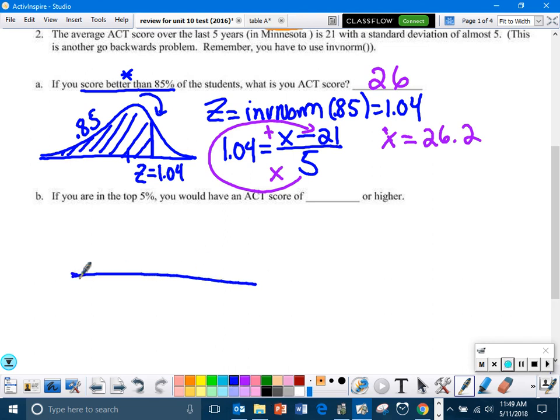If you're in the top 5%, well, you're going to have a pretty good ACT score. So the top 5%, or the decimal 0.05. Now that's to the right. But remember, the calculator and the table only give it to the left. So we're going to have to use 0.95. So we're going to be on the positive side of the table again.